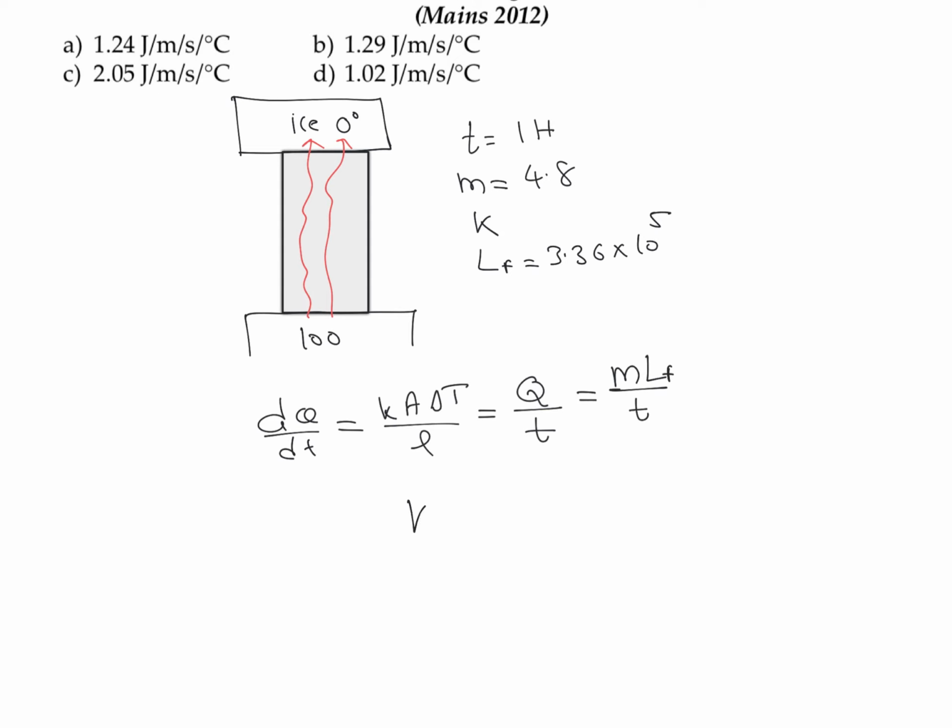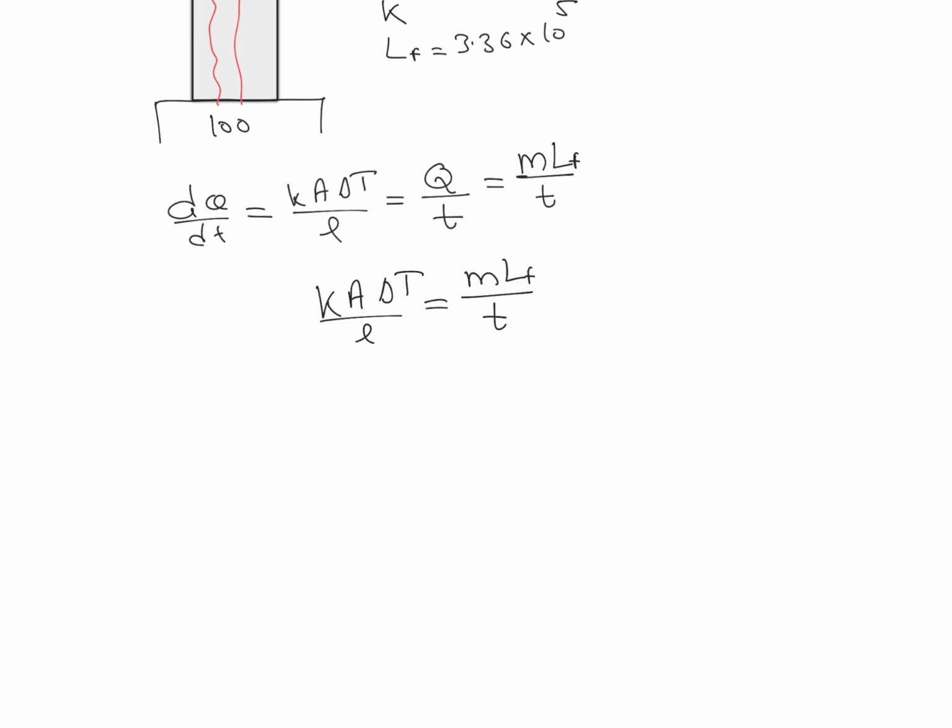So we can write KA delta T divided by L is equal to Q by T, which is equal to M into latent heat of fusion of ice divided by time. And in this question we are to find out the value of K, so we can write K equals M into latent heat of fusion into length divided by A delta T and T. Now we can substitute these values.